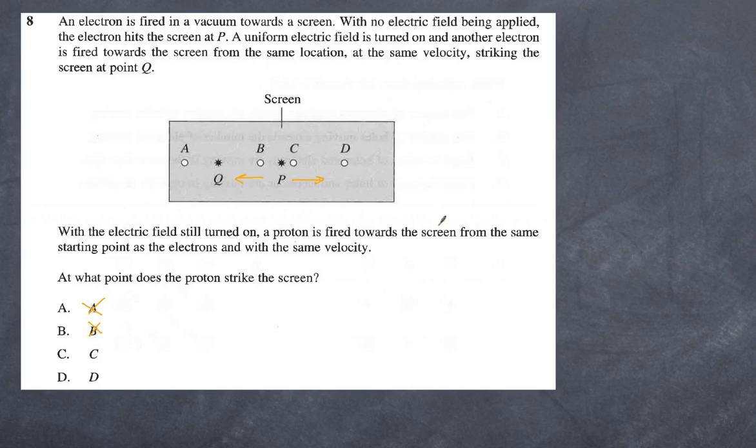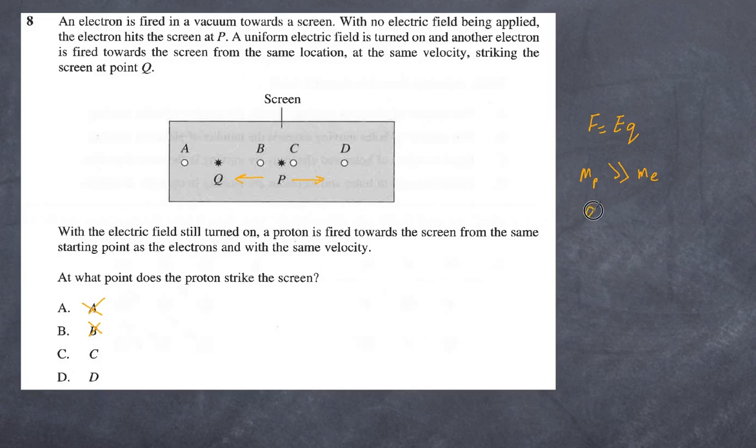But the real important thing to understand is that although they experience the same charge, the force they experience is equal to the electric field multiplied by the charge. It's the same charge, so they're both experiencing the same force. But the mass of a proton is significantly greater than the mass of an electron.